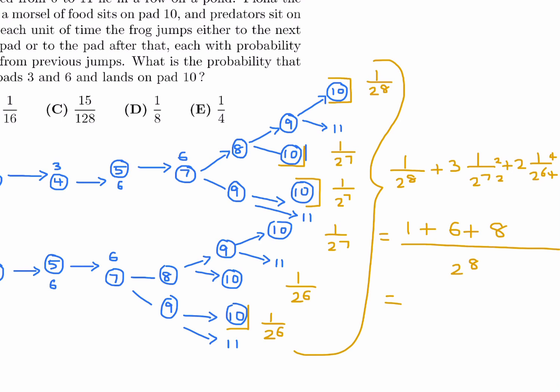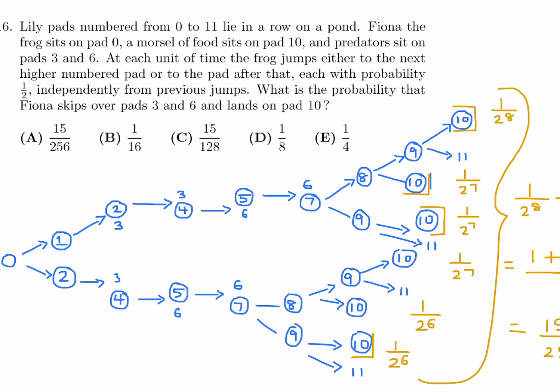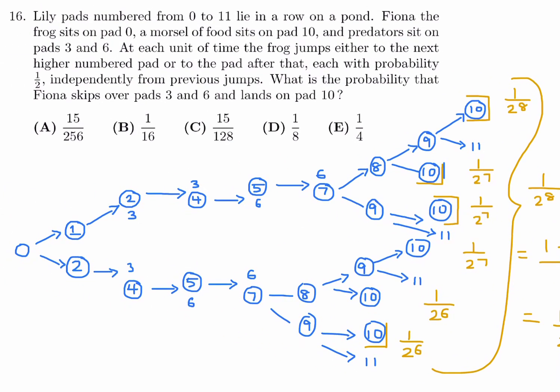So that's going to be, what, 15. And 2 to the power of 8 is 256. So 15 over 256. And therefore, number 16, the answer is 8.